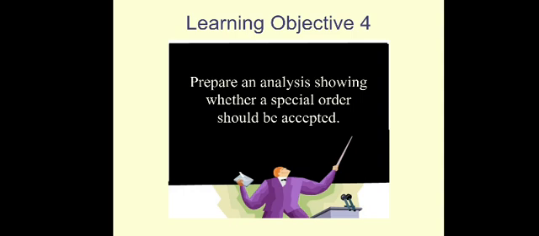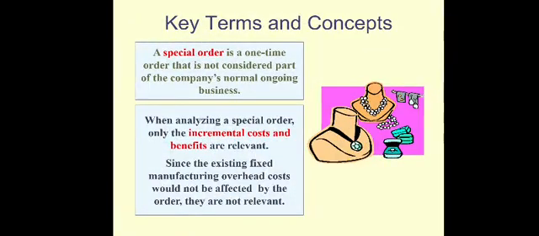Okay, let's see the next thing. I think you have learned two types of decision making: add or drop segment and make or buy decision. The next one is special order. Special order is a one-time order that is not considered part of the company's normal ongoing business. When analyzing a special order, only the incremental costs and benefits are relevant, since the existing fixed manufacturing overhead costs will not be affected by the order. They are not relevant.